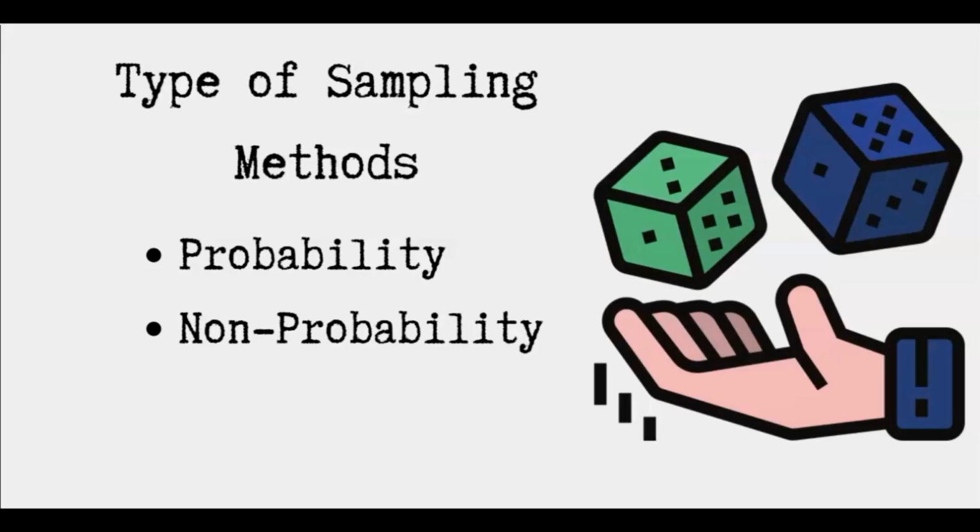Okay, types of sampling method. They are probability and non-probability. In probability sampling, every element in the population has a non-zero probability of selection. The simple random sample, in which each member of the population has an equal probability of being selected, is the best known probability sample. In non-probability sampling, the probability of any particular member of the population being chosen is unknown. The selection of sampling units in non-probability sampling is quite arbitrary, as researchers rely heavily on personal judgment.